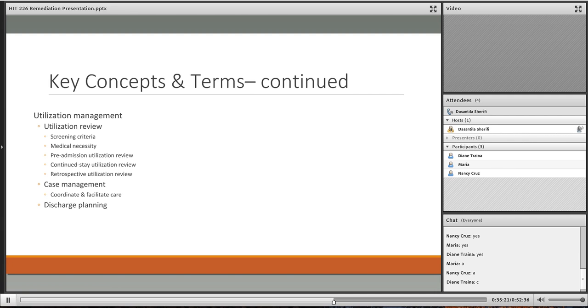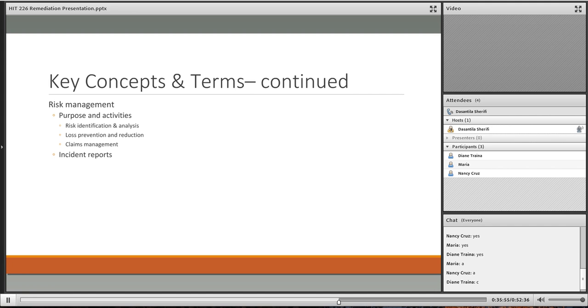Case management is a little bit different, and has to do with coordinating and facilitating care. And discharge planning is making sure that the patient has certain levels of follow-up after they're discharged. So the idea is that the job of a hospital does not end when they let the patient go. When they let the patient go, it means that they no longer need acute care, but they might need a different level of care. They might need home health, or they may need to be transferred to a nursing home, and so on.